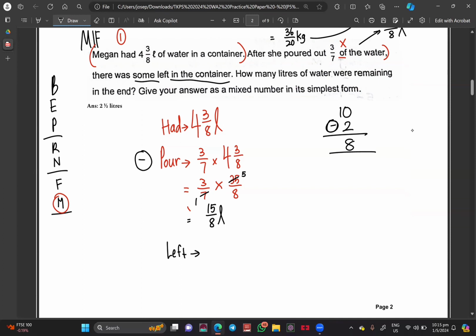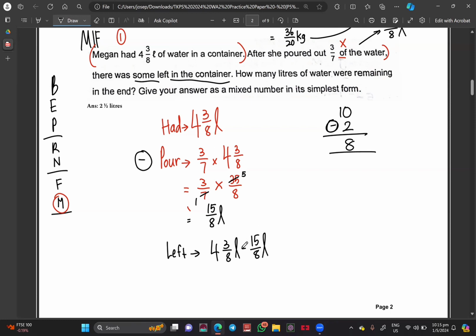Over here, you can see this multiplication in fractions, because I've already multiplied, became a fraction with units. When it is a fraction with units, all we need to do is subtract or add, depending on what the question is asking. So we are going to find what is left. We are just going to do 4, 3 over 8 liters minus 15 over 8 liters.